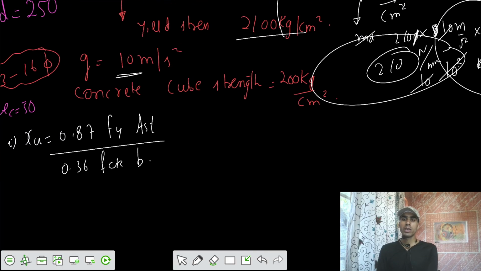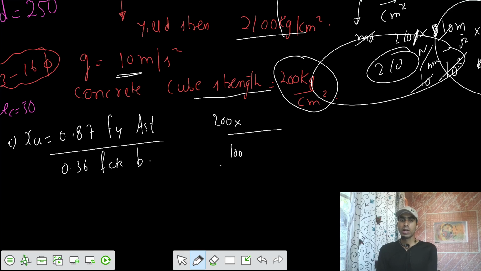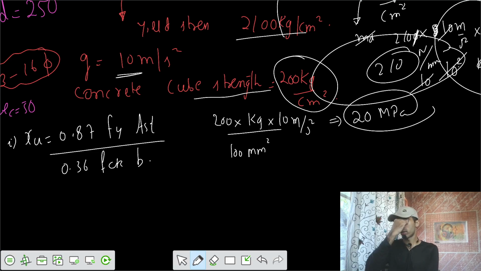Once you got the yield stress, similarly for the cube strength, that's 200 kgs per centimeter square. You can say this is 100 millimeter square, and from the top we have kgs and we have 10 meter per second square. And finally, you would get a value of 20 megapascals. And we can substitute those values.